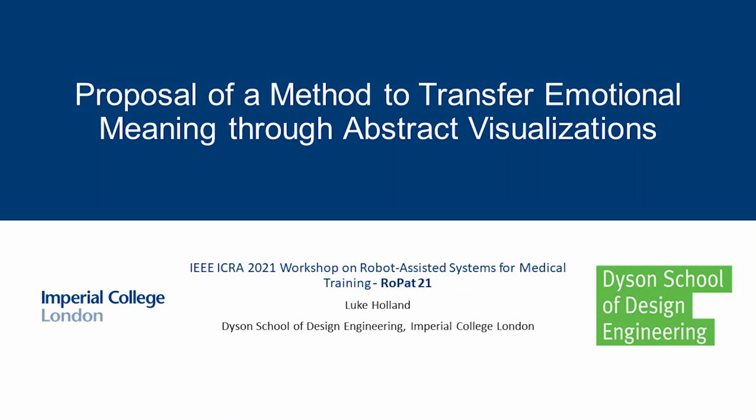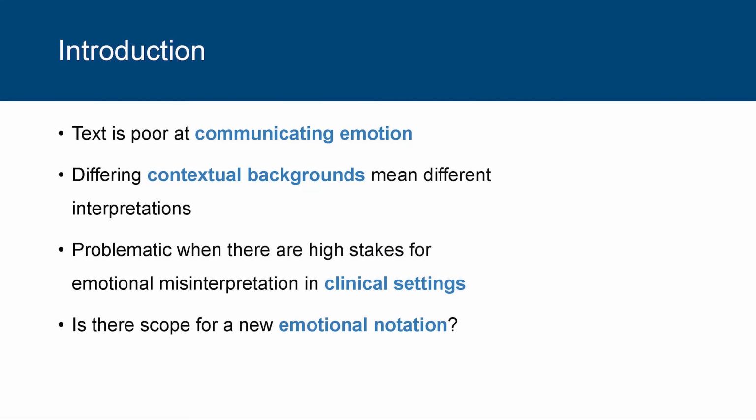Proposal of a method to transfer emotional meaning through abstract visualizations. Text-based communication is incredibly poor at accurately and precisely conveying the intended emotional state. However, physicians regularly use text to convey emotional states for text-based telehealth consultations and recording emotional information in patient histories.